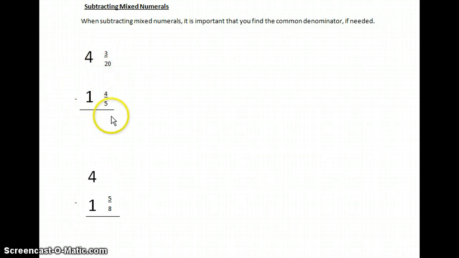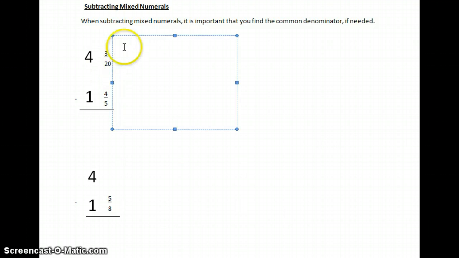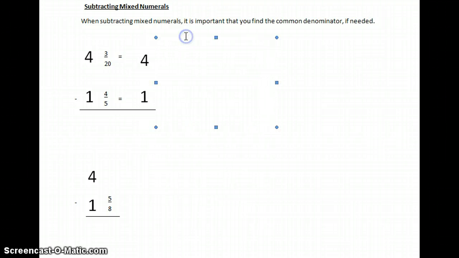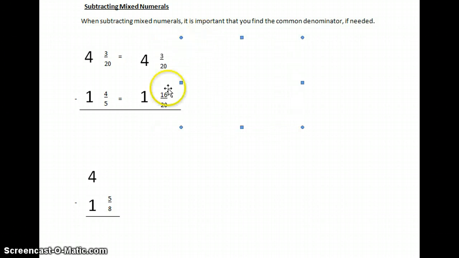For example, if I have 4 and 3/20 minus 1 and 4/5, I obviously have to find my common denominator. So, first thing I'm going to do is put my whole numbers. I don't want to forget my whole numbers. And my common denominator is 20. So I will make my fractional parts. 3/20 becomes 3/20, obviously. And 4/5, I say 5 times 4 is 20, so 4 times 4 is 16. Now notice, I cannot subtract 3/20 minus 16/20.